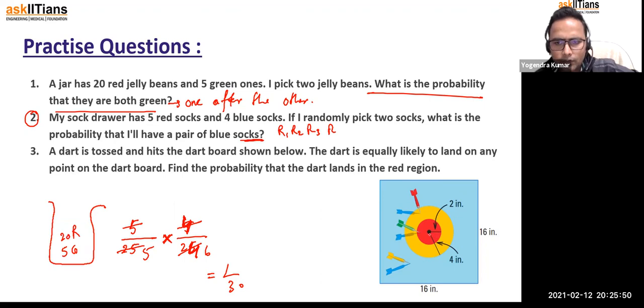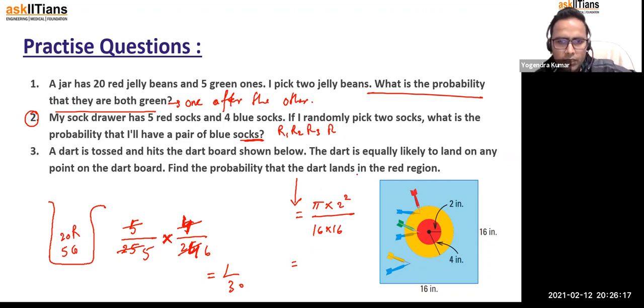Now the dart has to land in the red region. So what is the area? You can see here it is an area problem. So we can say the area of the red region is pi r square. Pi r square, so 2 square, divided by the total area, which is 16 into 16.